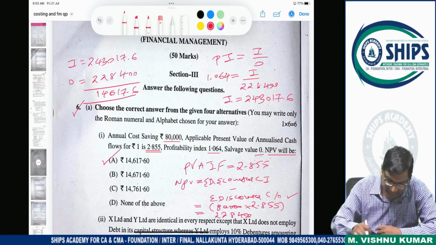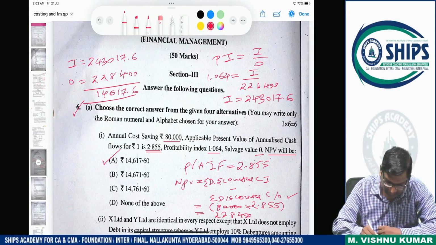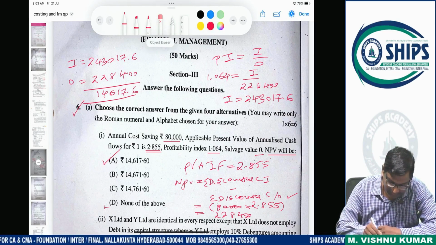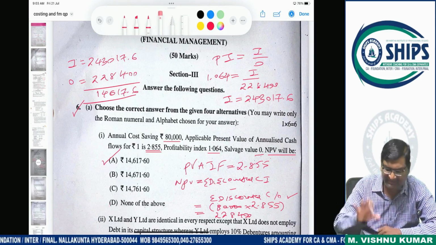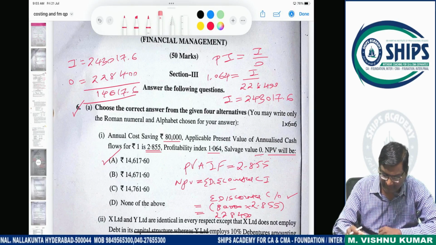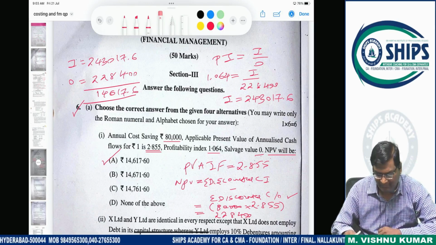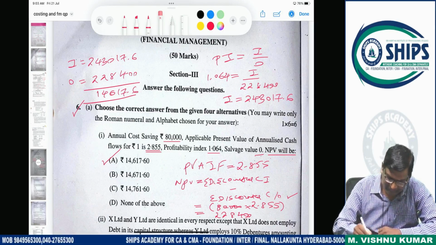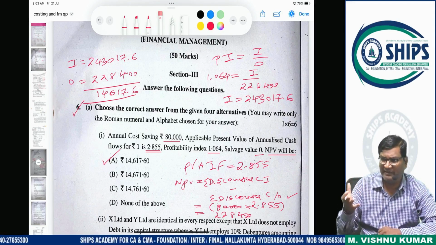Now this can be solved in a different way also. If you assume 80,000 into 2.855 as inflow, then none of the answers will come. But I am not using the second option here because the same question was tested in a previous examination. So I am expecting that the institute will give answer A in the suggested answer, because students who have solved this type of question will solve it with this methodology only. Any student who has no idea will fail.